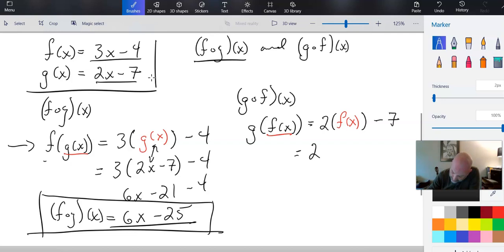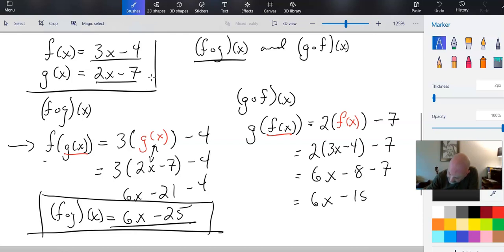So I know I still have this. The difference is f of x is 3x minus 4. So now we'll go ahead and distribute this. So that gives me 6x minus 8 minus 7, which gives me 6x minus 15.